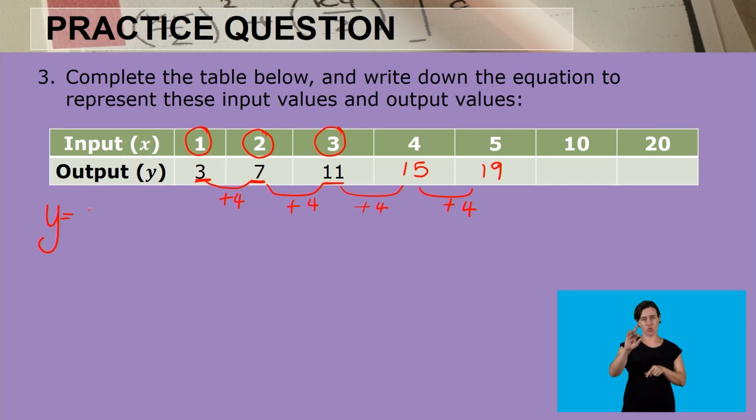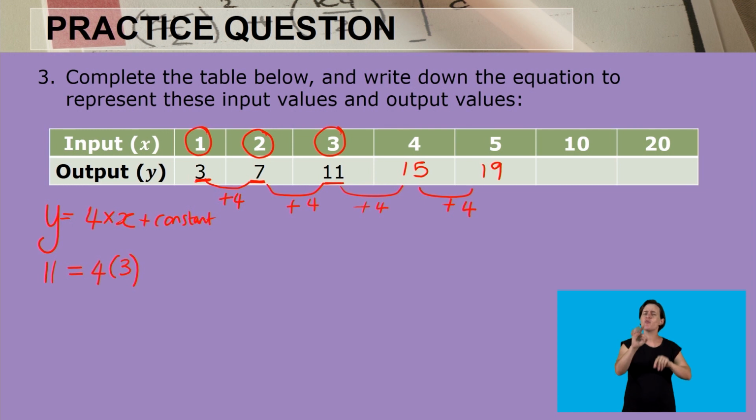So we are going to take that 4. We know that that is going to be multiplied by our input value, and we are going to add a constant value to find this rule. So we can take, of course, any input or any output. Let's take the third, or the input of 3. Now the input of 3 gave us an answer of 11. We know that we took 4, and we multiplied it with the input value of 3. That's how we got the answer of 11.